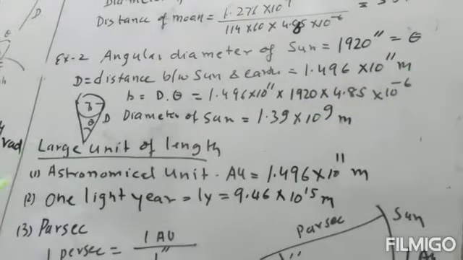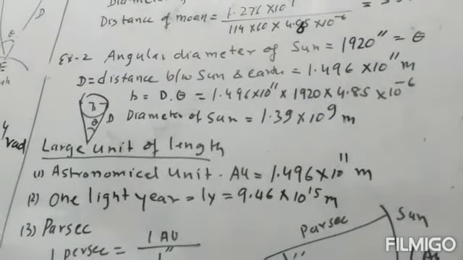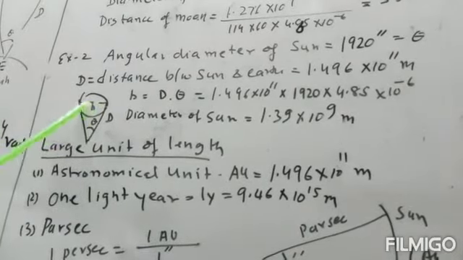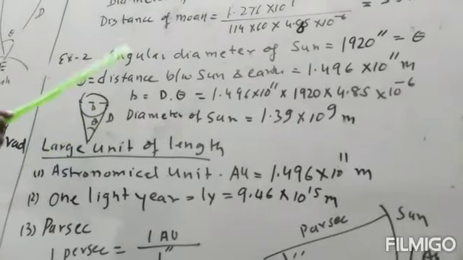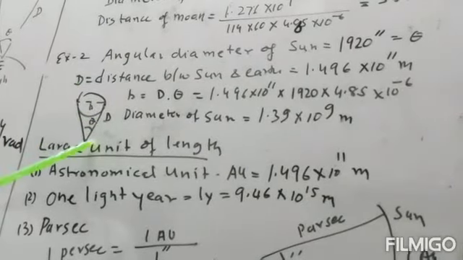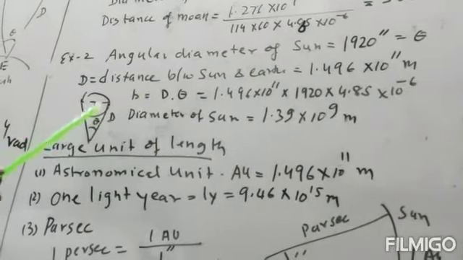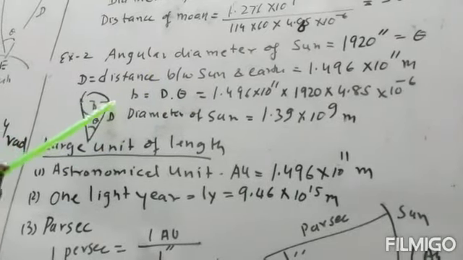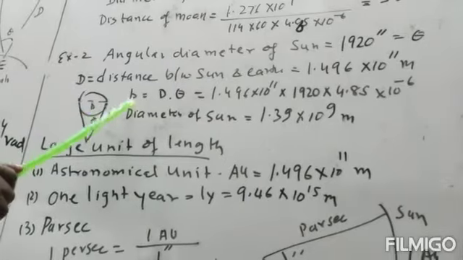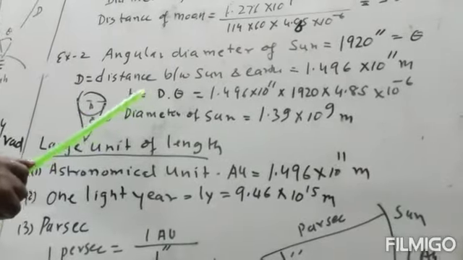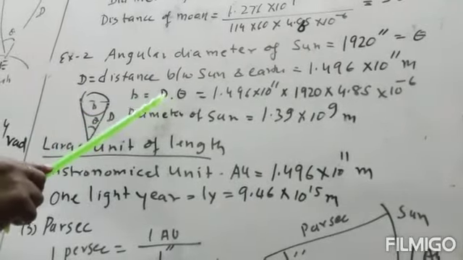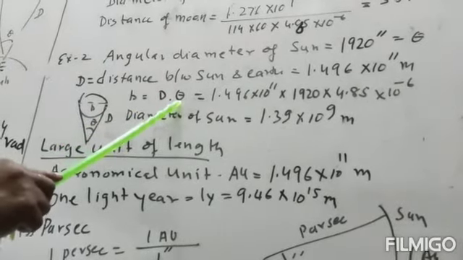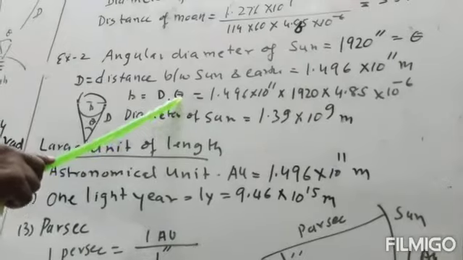So now we have to find the diameter of the sun. So diameter of sun will be B. This theta is known. The distance D is known. So B will be equal to theta into D. So the diameter of the sun will be equal to B, which will be equal to the basis, the distance of sun and earth multiplied by the angle of parallax.